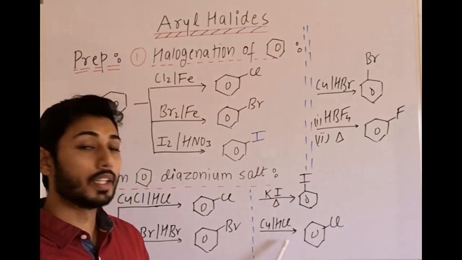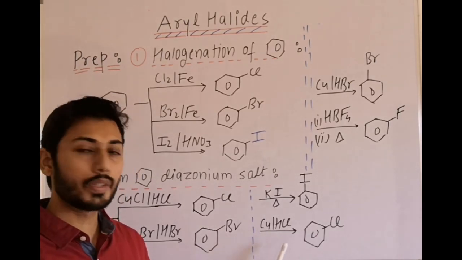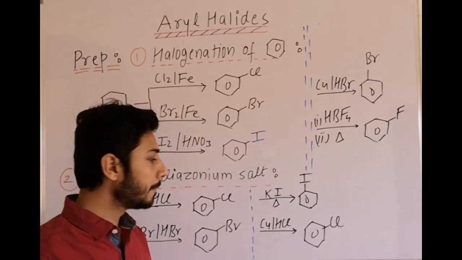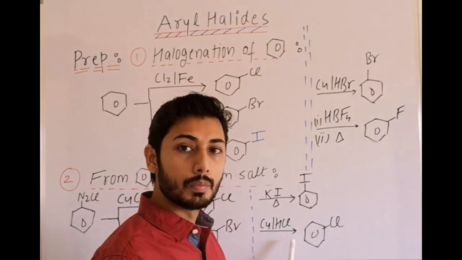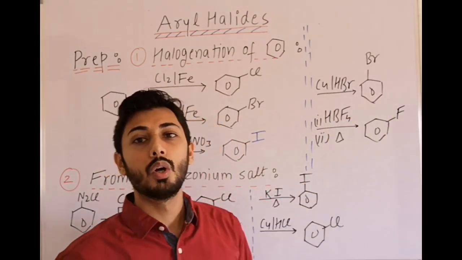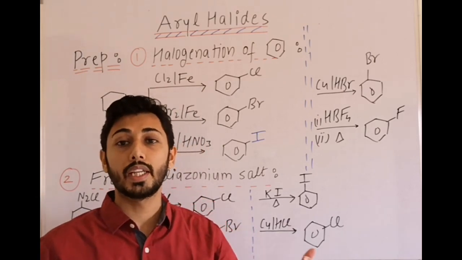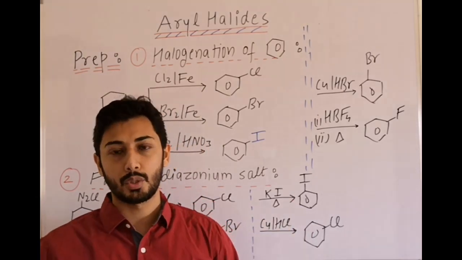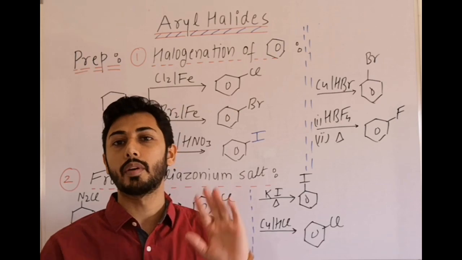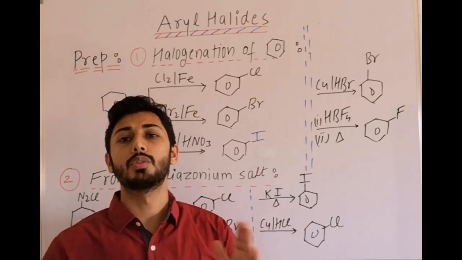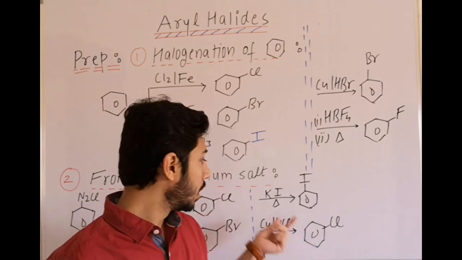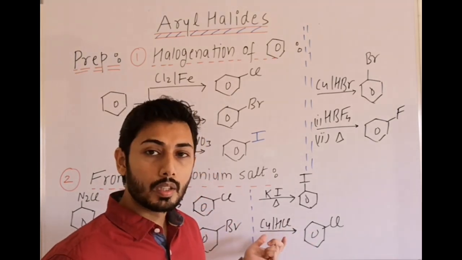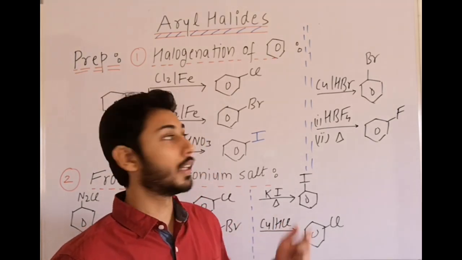Then Cu with HCl, copper powder with HCl, it gives chlorobenzene. Cu with HBr, bromobenzene. In this case Cu is in 0 state. Here also copper powder, copper in 0, that is the Gattermann reaction. In Sandmeyer reaction we take copper in +1, CuCl or Cu2Cl2, but in Gattermann reaction it is Cu powder, copper in 0 oxidation state.